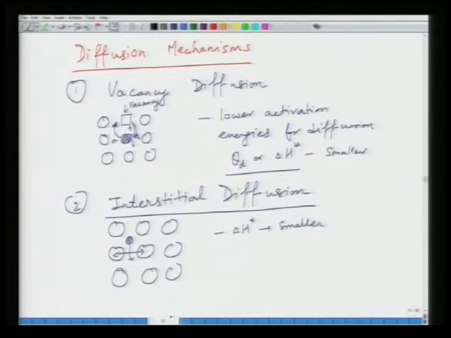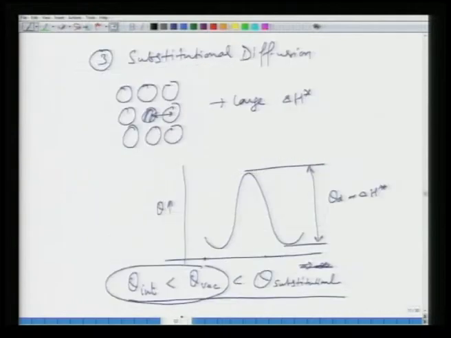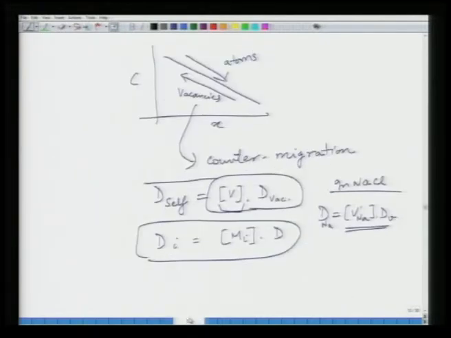And then we looked at various diffusion mechanisms, such as vacancy diffusion, interstitial diffusion, and substitutional diffusion. It turns out that among all these mechanisms, vacancy diffusion and interstitial diffusion have lower activation energy because of least resistance offered by the lattice in the movement.